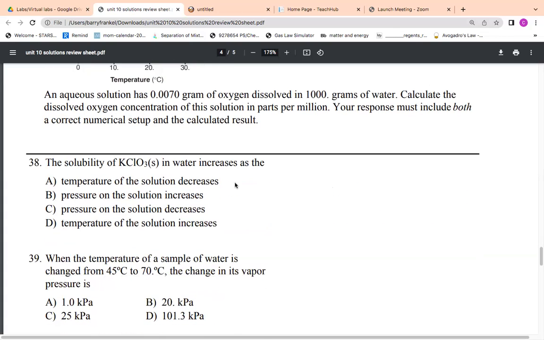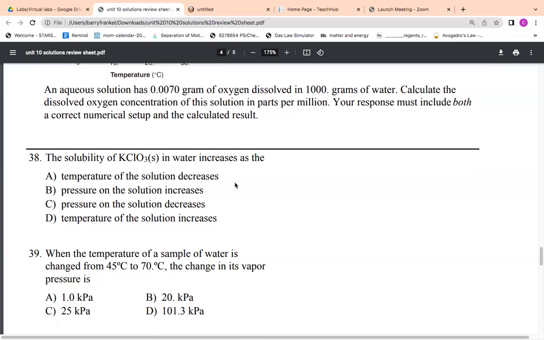Number 38. The solubility of KClO3 in water increases as... So we have KClO3. They're telling us that it's a solid, so this is an ionic compound. Again, solids do better dissolving when the temperature is hotter. So we want to go with choice D. B and C definitely don't make sense because pressure doesn't affect the solubility of solids, only gases.